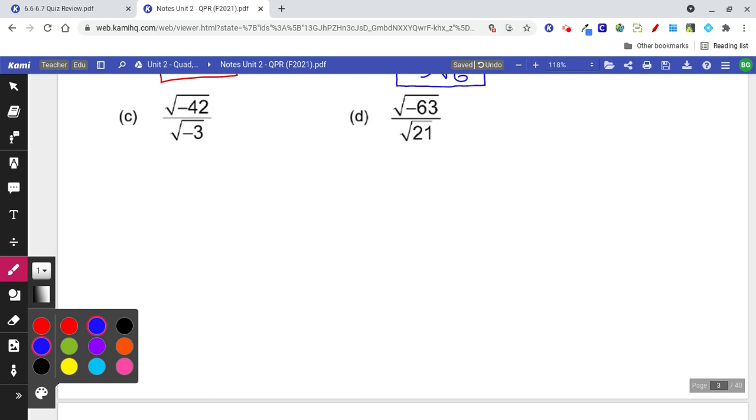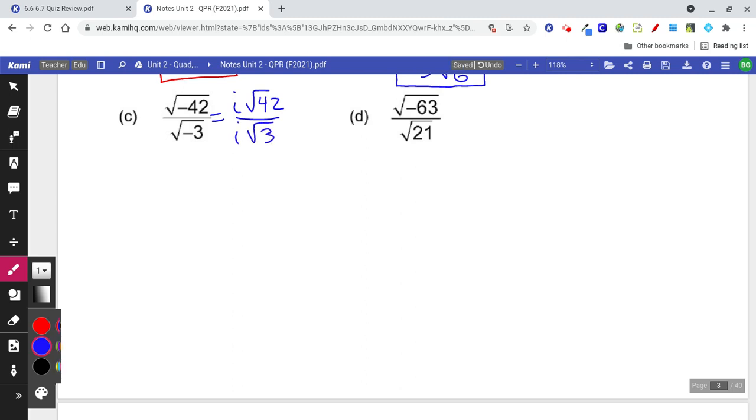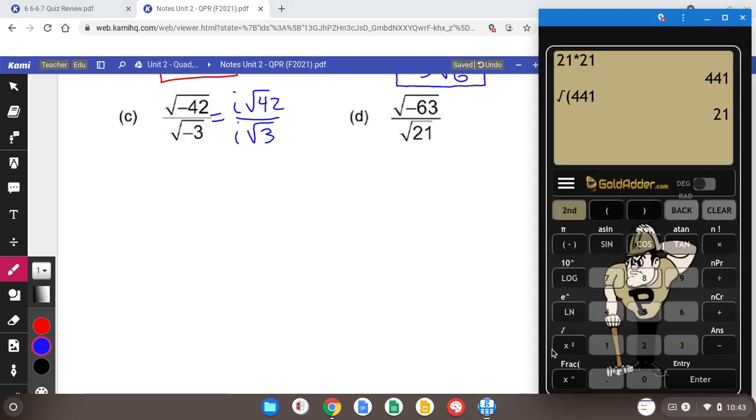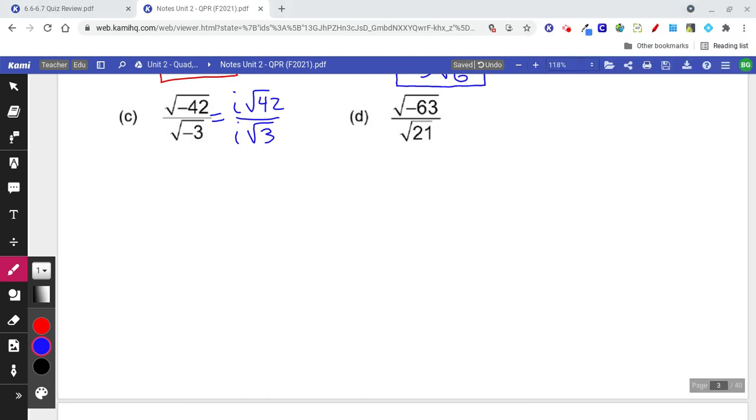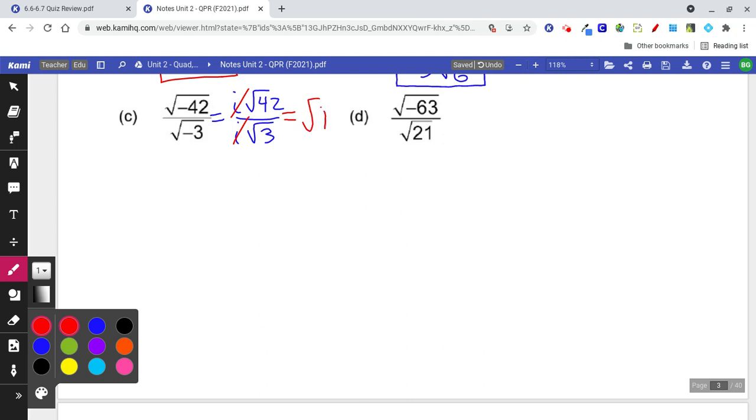Part C, we have i times the square root of 42 over i times the square root of 3. I do 42 divided by 3. That's 14. So what happens? The i's cancel each other out, and you're going to get the square root of 14.